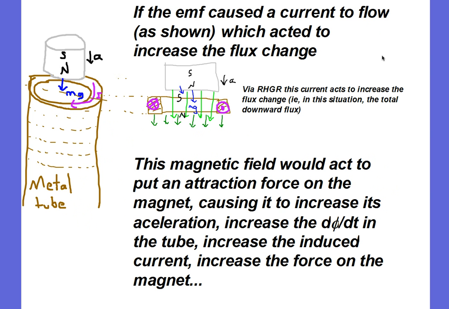But the question is, and the big question for Lenz's law is, which way does that current flow? So there's two situations. If the EMF caused a current to flow as shown, then by the right-hand grip rule, this creates a magnetic field pointing down in the same direction as the magnetic field from the magnet. And that means this current flow actually increases the total flux downwards, or actually acts to increase the flux change.